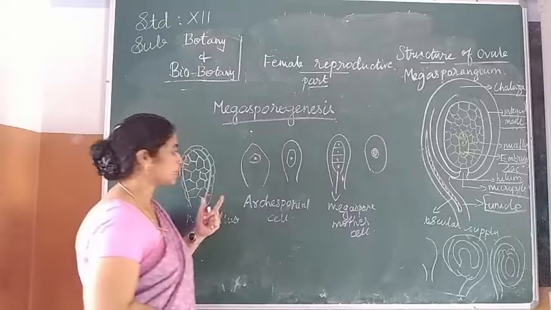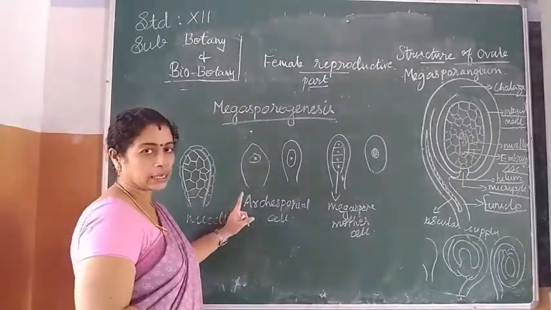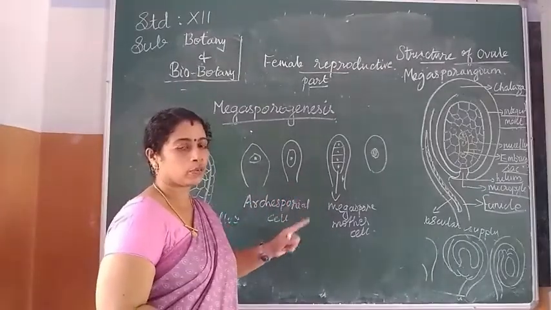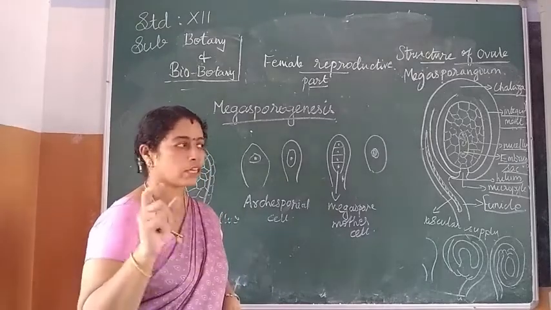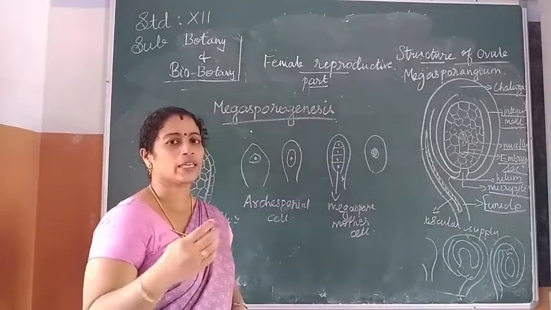What are the events happening during megasporogenesis? The nucellar cells differentiate. One of the cells will get differentiated into an archesporial cell. This archesporial cell forms the megaspore mother cell. By meiotic division, it will divide into 4, and among the 4, one will act as the functional megaspore, and the remaining 3 will be degenerated.